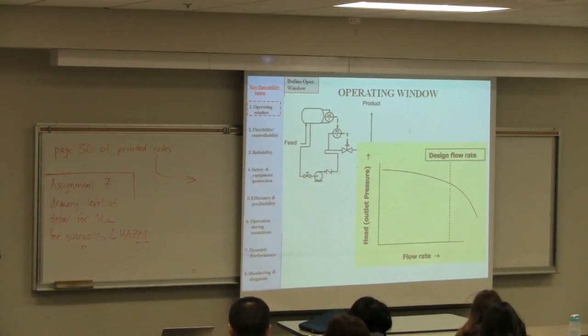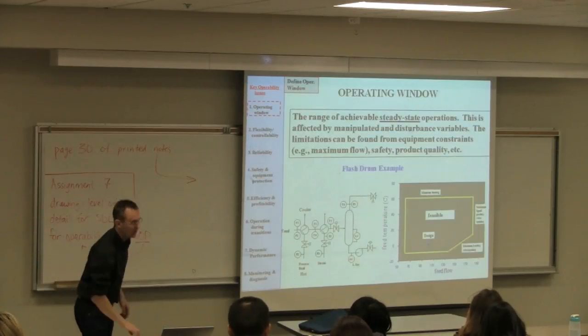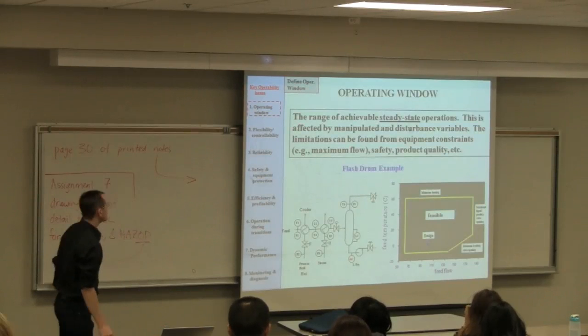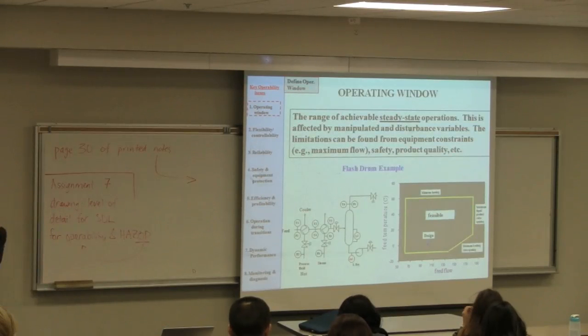Okay, that's clear. So let's take a look at this next example then. This is now in your notes on page 30. It's called slide number one, but it's physical page 30 in section 8. This process now has a two-dimensional operating window.